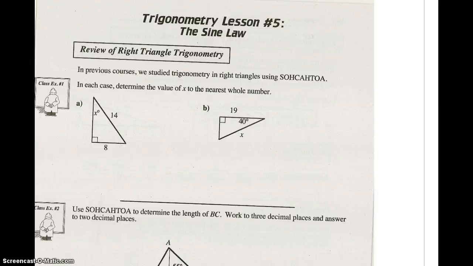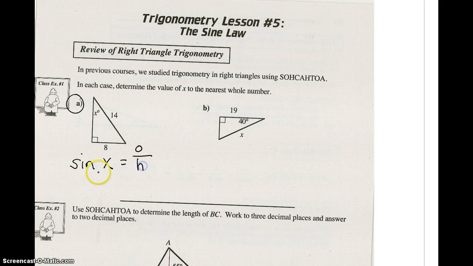So today we are going to learn about the sine law, and the sine law is a law that we use when we don't have a 90-degree angle. So what we're going to do first of all is review our trig ratios with a regular 90-degree angle. The first thing we're going to do is look at this example A, and find out what is the sine of angle X. All we know is that it's the opposite over the hypotenuse.